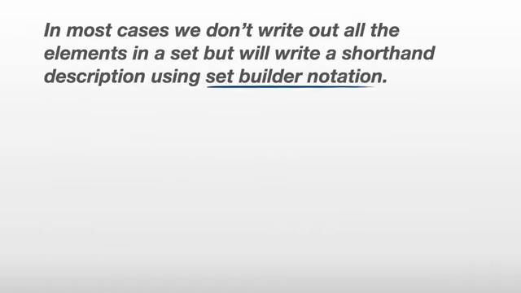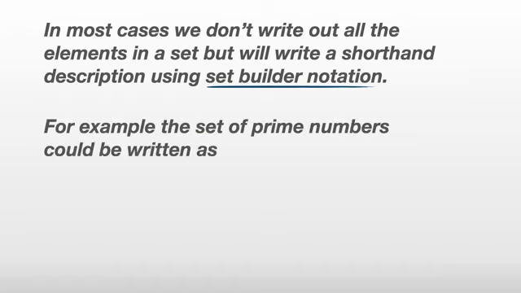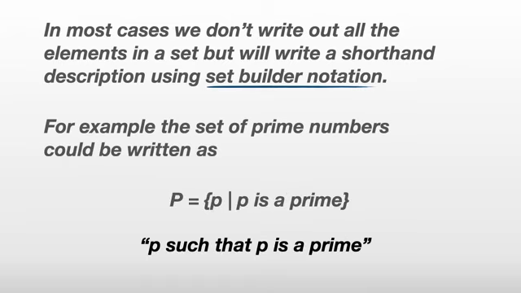In most cases, we don't write out all the elements in a set, but we'll write a shorthand description using something called set builder notation. For example, the set of prime numbers could be written as capital P is the set of little p such that little p is prime. Here the little p is a variable which must satisfy some criterion we call the predicate, since its belonging to the set is predicated on this criterion. In this case, the predicate is being a prime number. Also notice we have a shorthand for the phrase "such that", which is this vertical line.